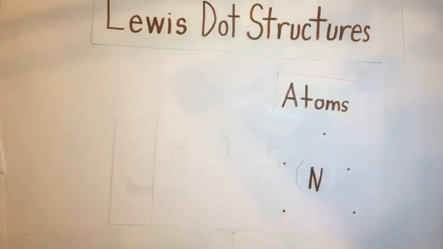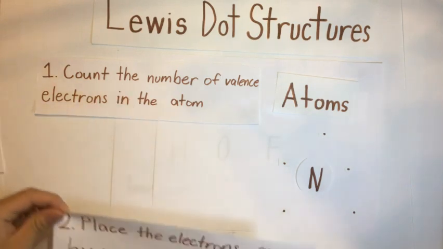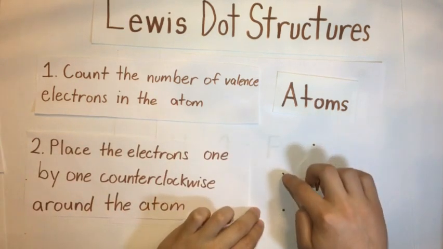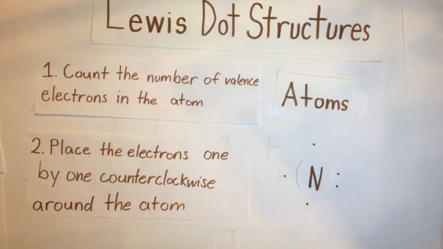Let's start by drawing Lewis structures for single atoms. First, count the number of valence electrons in the atom. Nitrogen, for example, has 5 valence electrons. Next, place the electrons counterclockwise, one by one, around the atom until you run out of electrons. There should be a maximum of 8 electrons for individual atoms.